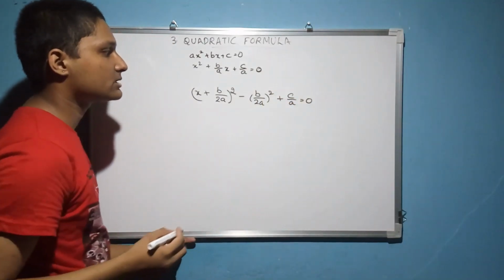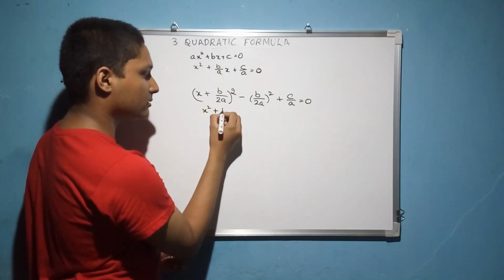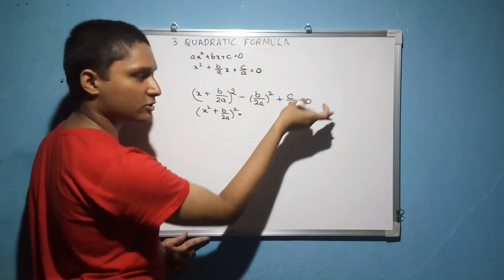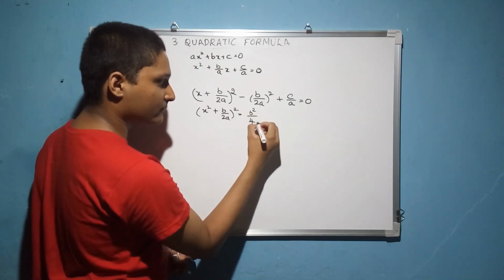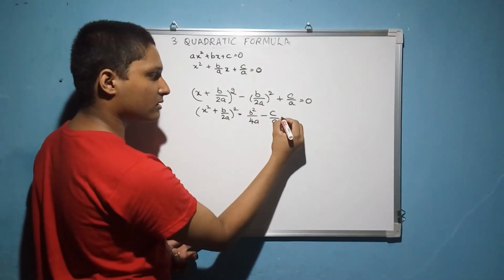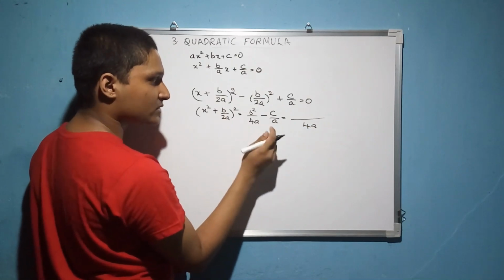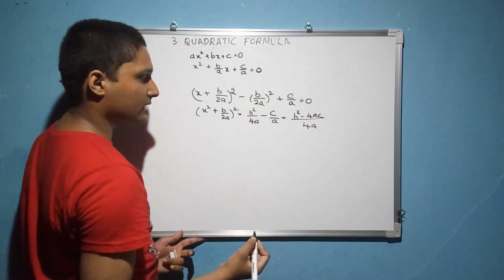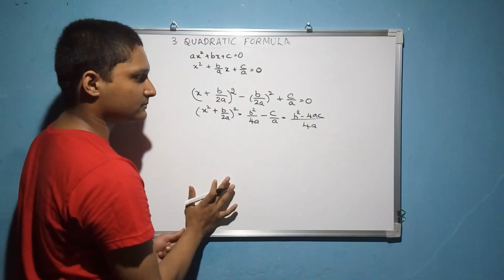This much we wrote. So now what we are going to get is (x + b/2a)² is equal to, we'll take these two things to the right hand side. So it is going to be b²/4a² minus c/a. Okay, so I'll take the LCM for the right hand side. LCM is 4a². So it is going to be b² − 4ac. Okay, b² − 4ac. This much we got till now.